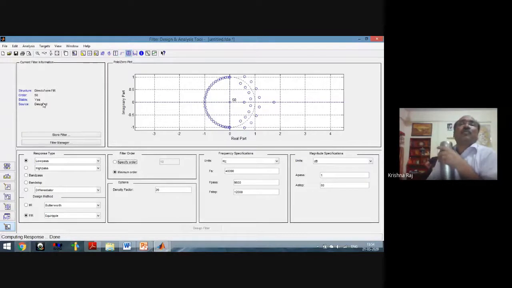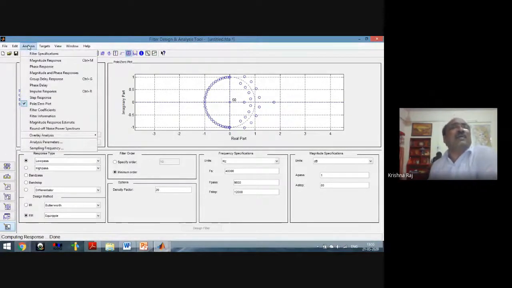Now suppose when we selected this, then what is the order? Order is 50, the structure is direct form, and it is stable. Yes, the system is designed here. Now if we are interested in changing the architecture, similarly we can analyze another type of response: the phase response, magnitude, group delay, phase delay, impulse response of the system.